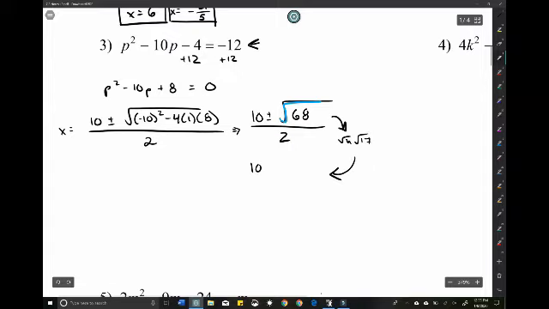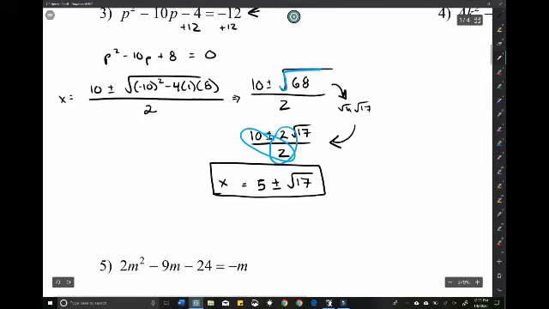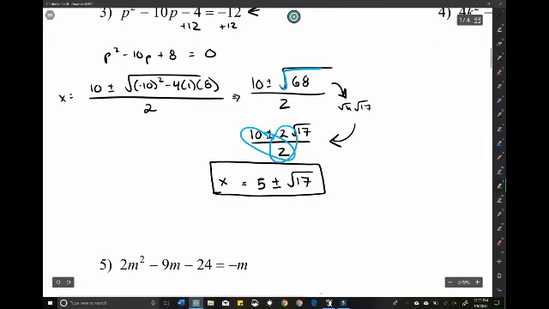Okay, so 10 plus or minus 2 roots of 17, all over 2. And you should clean it up as much as you can, so we can divide 10 by 2 and also this by 2. You have to be able to do it to both. So our solution is then 5 plus or minus root of 17. That's what x equals. You can leave it like that. You don't need to split it up into two separate ones because this is an irrational number. Okay, so those are irrational roots.